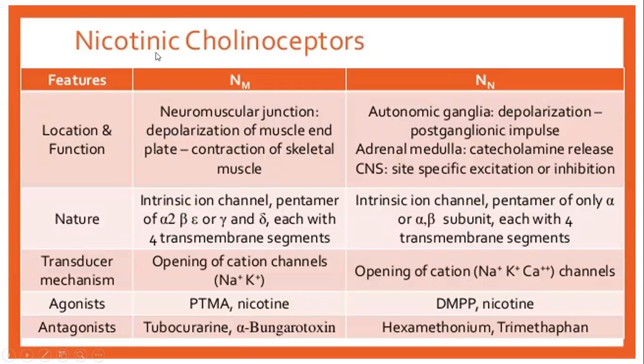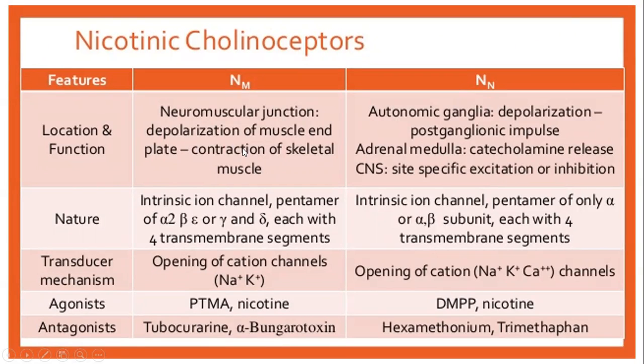Because the nicotinic cholinergic receptors are what kind of receptors? These are ligand-gated ion channels, and this one is a non-selective cation channel. So several positively charged ions enter into the cell. That's why depolarization happens, and as a result the skeletal muscles contract, due to opening of the cation channel.